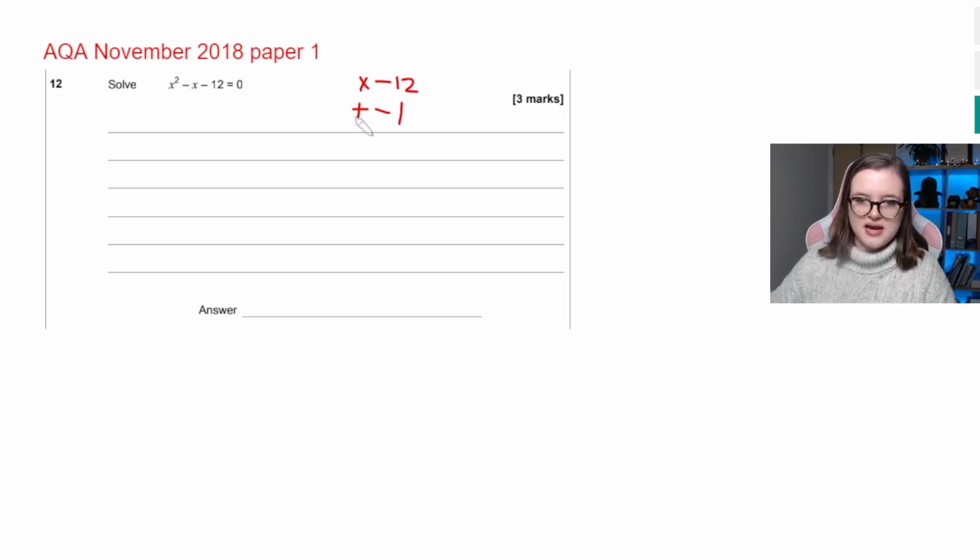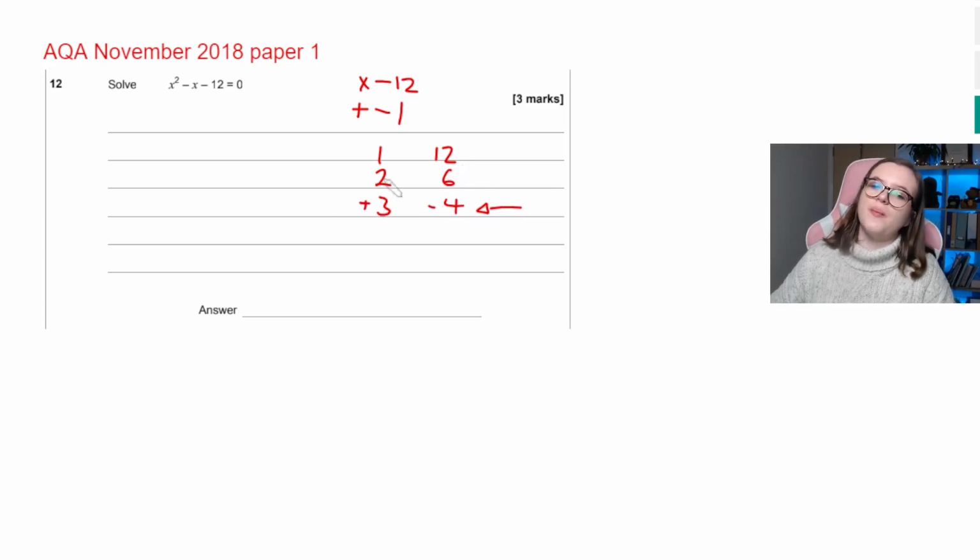Okie dokie. So then factors of minus 12 are 1 and 12, 2 and 6, and then 3 and 4. Then to make minus 1, that's going to be this pair, isn't it? 3 and 4. And we're going to do plus 3, take away 4.